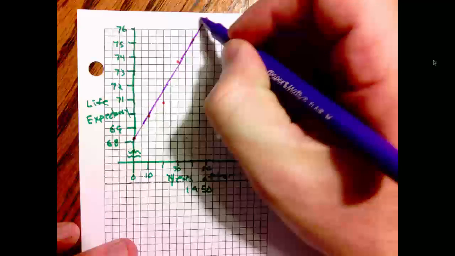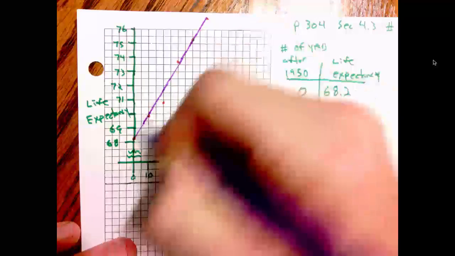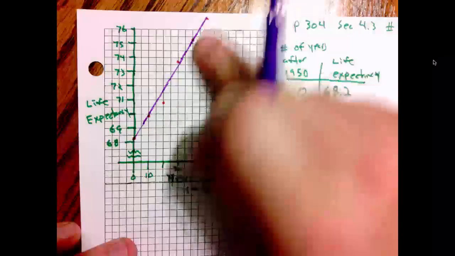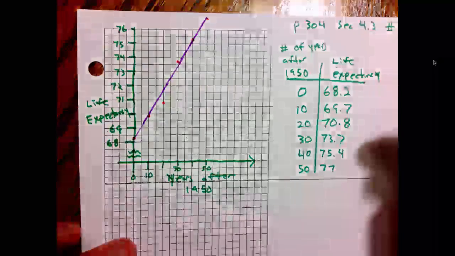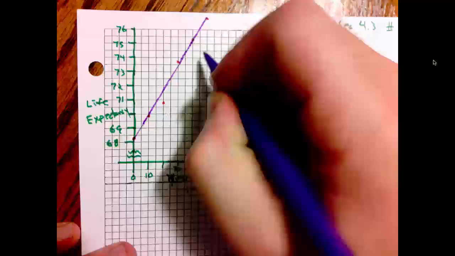Remember, we don't show it extending forever. We only want to consider the values that we have. The model is only used to predict values that we know in our domain, in our set of x values, our set of input values. So this is our best fit line, our trend line.